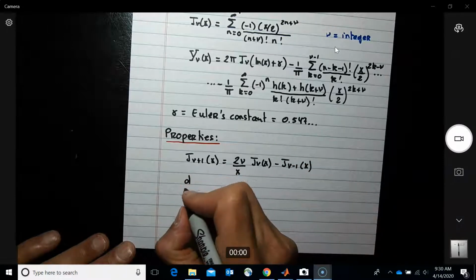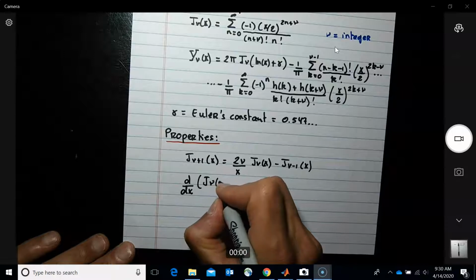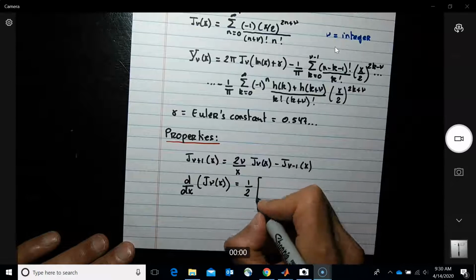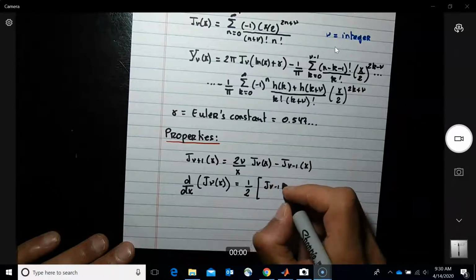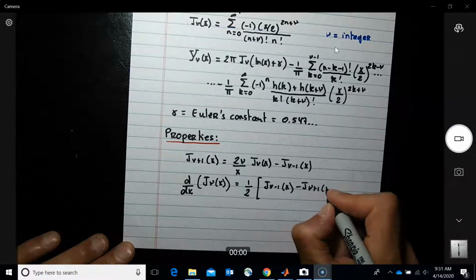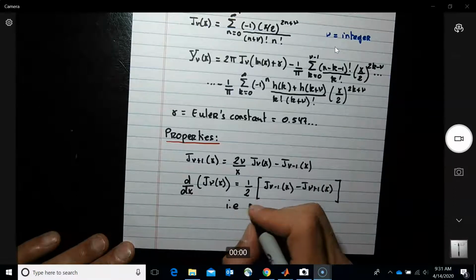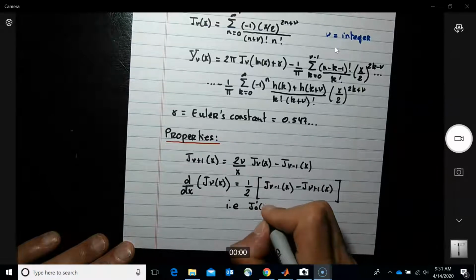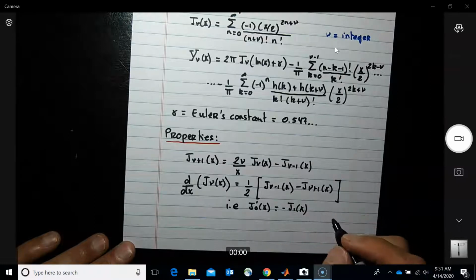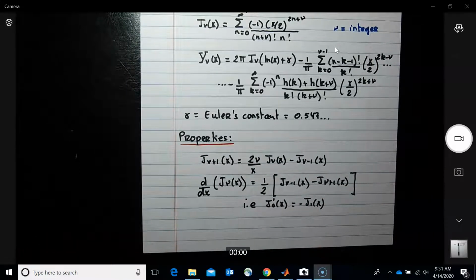And the derivative of x to the power mu of J mu of x is 1/2 of J mu minus 1 of x minus J mu plus 1 of x, which basically means that the derivative of J0 of x is equal to minus J1 of x. And maybe let me stop here for 1 second, because I want you to realize something.